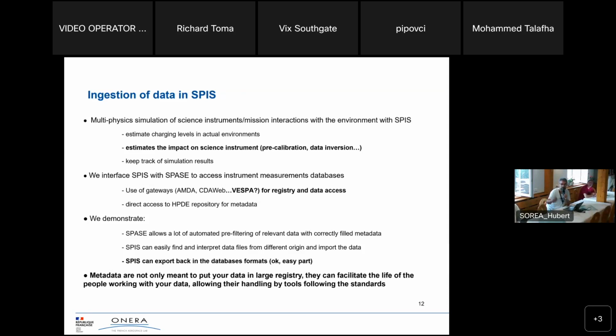And then once we have the list of the available measurements, the details of the content of the measurements is provided by SPASE, which provides very detailed information about the content of the data that we can use to help the import in SPACE.